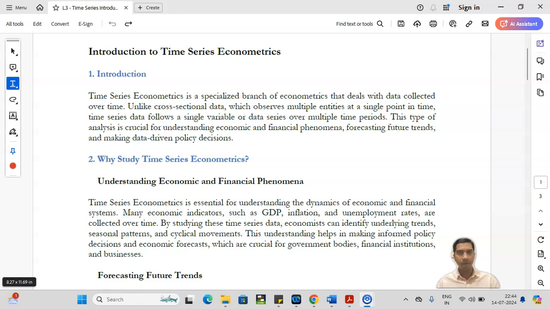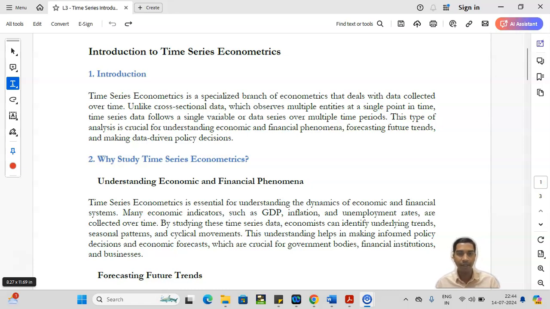Hello everyone. Today we are going to discuss a very basic topic, which is Introduction to Time Series Econometrics. So I'll just give you a background. Time series is a specialized branch of econometrics that deals with data collected over a period of time. That means time varies and you collect data over a period of time.